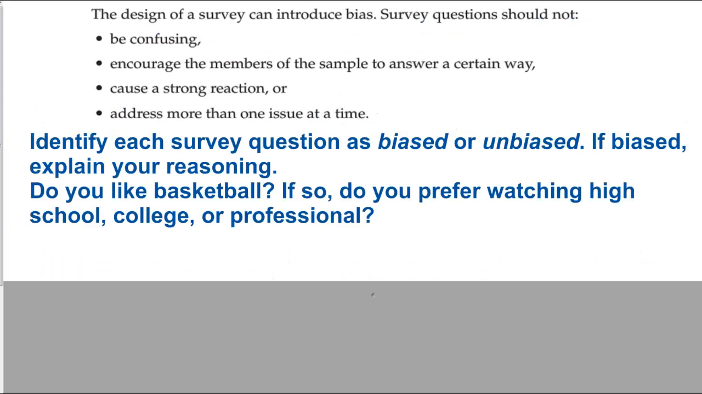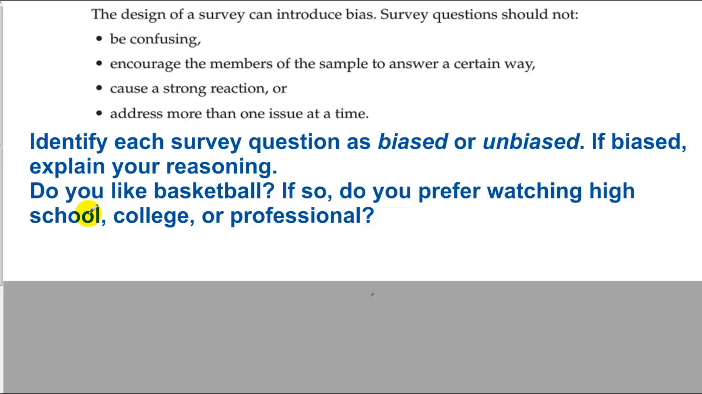Now, the design of a survey can introduce bias as well. Survey questions shouldn't do the following. They shouldn't be confusing. They shouldn't encourage one member of the sample to answer in a certain way. They shouldn't cause a strong reaction one way or another. And they shouldn't address more than one issue at one time. So we're going to take now and look at some of these questions and find out if they're biased or unbiased, depending on how the questions are asked.